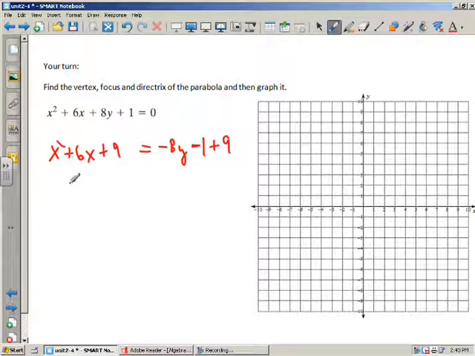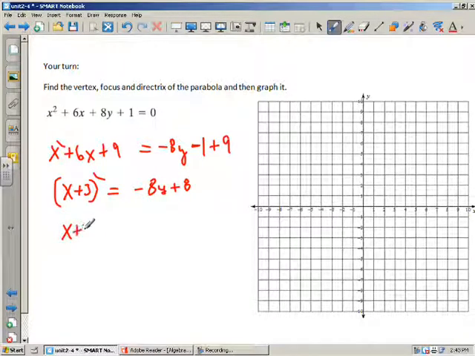This is going to factor out to be x plus 3 squared equals, boy, what is that? Negative 8y. Negative 1 plus 9 is plus 8. So now we've got to factor out the greatest common factor here. Again, we'll have x plus 3 squared equals, factor out a negative 8. That's going to give me y plus 1.